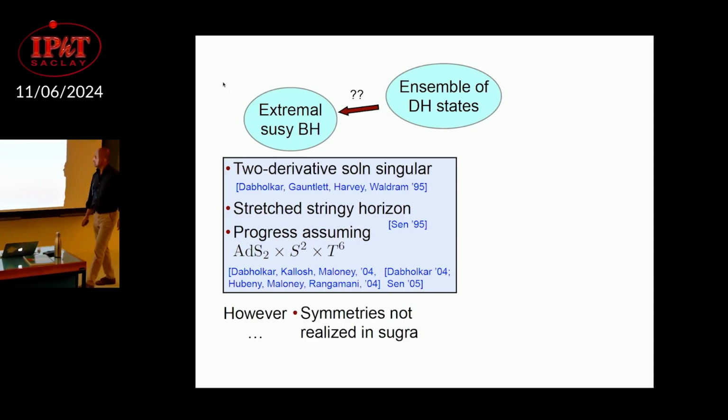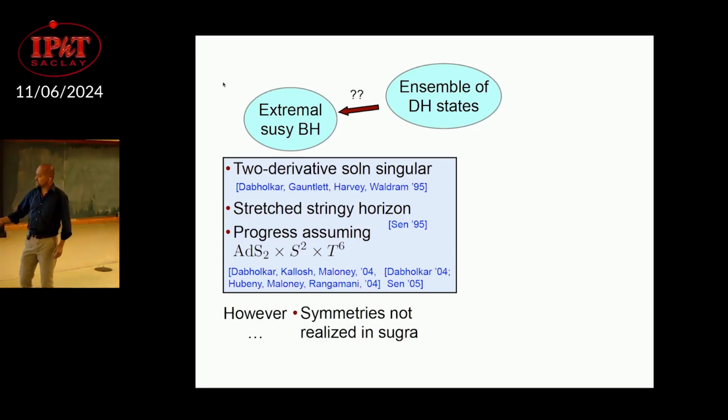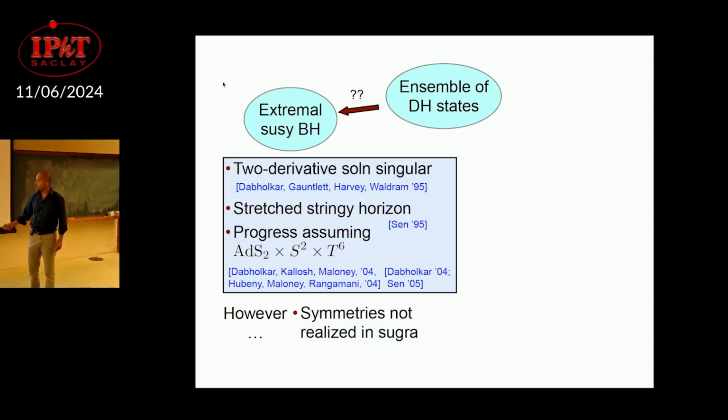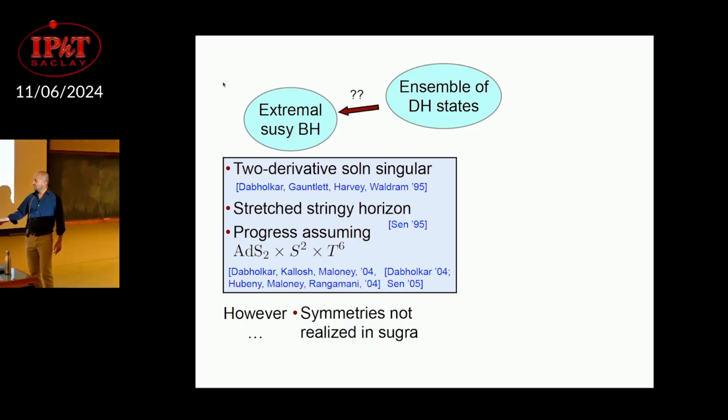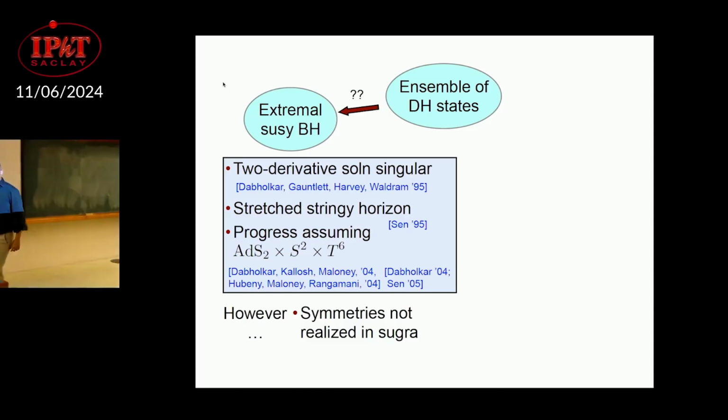But I want to point out a certain problem with this: there is no solution in 10-dimensional supergravity that is known which preserves all these symmetries. So I want a geometry which has an AdS2 times S2 times T6 with 16 supercharges. Remember that whenever I have an AdS2 times S2, it admits at most 8 Killing spinors. So one doesn't really know this kind of a solution.